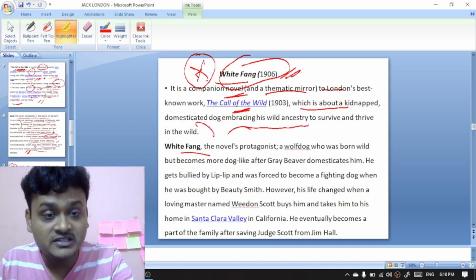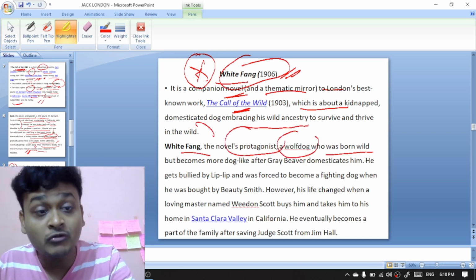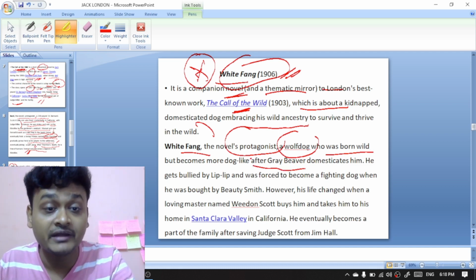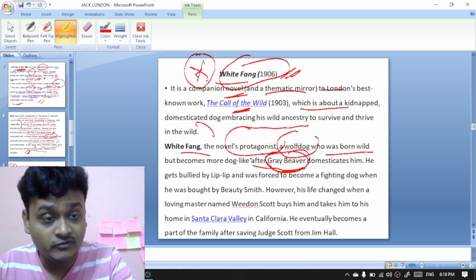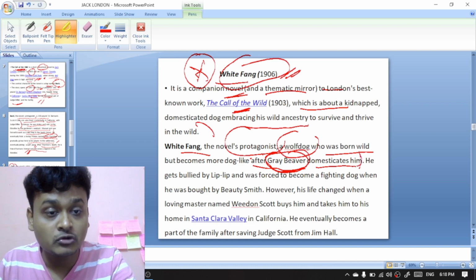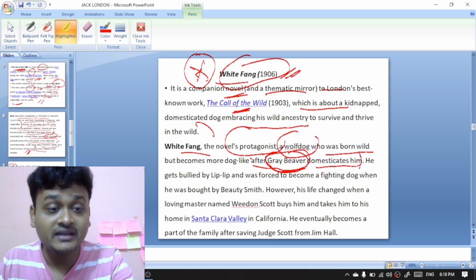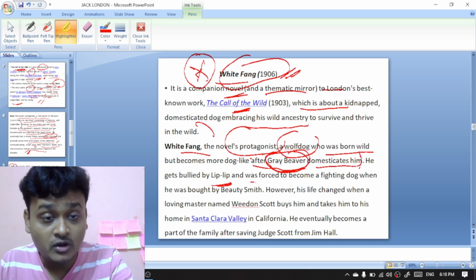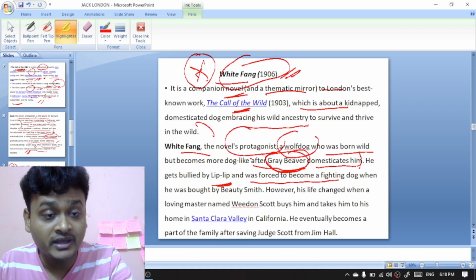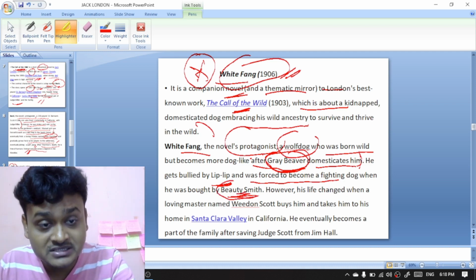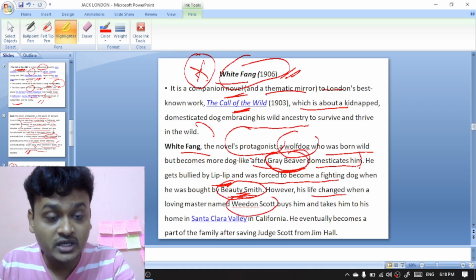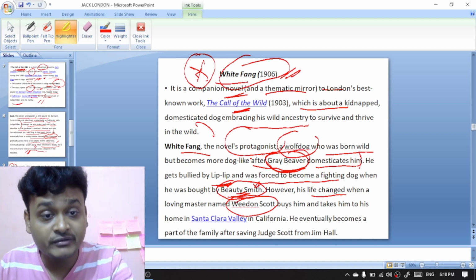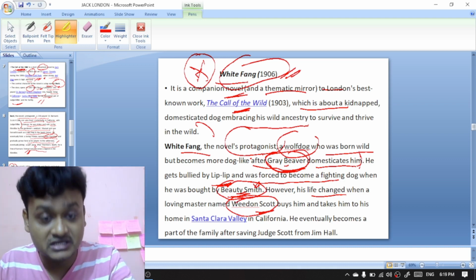White Fang, the novel's protagonist, is a wolf dog who was born wild but becomes more dog-like after Grey Beaver, a human being, domesticates him. He gets bullied by Lip-lip, another dog, and was forced to become a fighting dog when he was bought by Beauty Smith. So another human being is here, Beauty Smith. However, his life changed when a loving master named Weedon Scott came. Beauty Smith was very cruel. Grey Beaver was neither cruel nor kind, whereas Weedon Scott was a very loving master. So there are three masters.